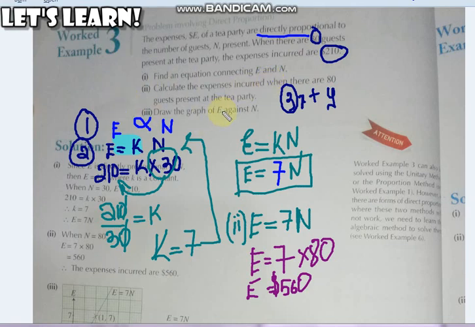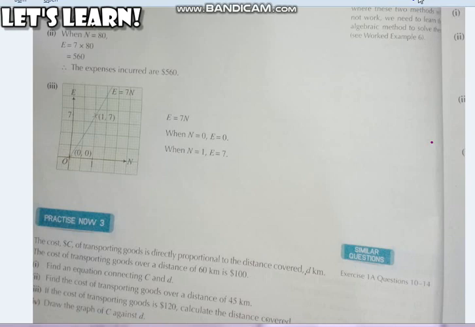The last part is you have to draw a graph of E against N. So let's look at it. How will you do it? Whenever you have to draw a graph, either a quadratic graph or a linear graph, any sort of graph, the first thing is you need to choose some values. So you must know that आपने ये table देखी होगी.